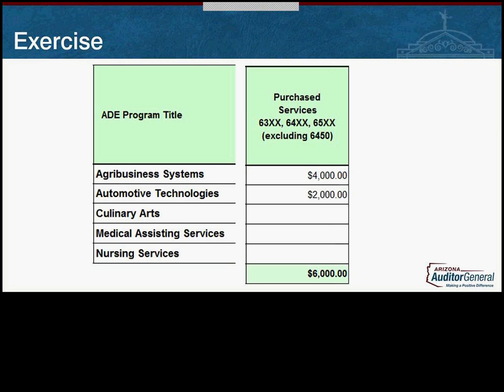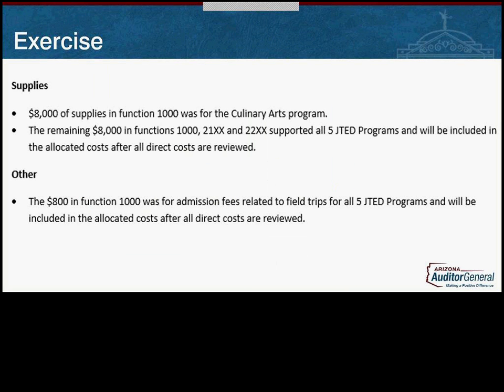All right, so moving on from purchase services, Amanda? We're going to go next to the supplies and other columns, our last pieces on our cost reporting form. So for supplies, we're giving you information that the $8,000 of supplies reported in Function 1000 was for the Culinary Arts program. And then all the remaining $8,000 in the other functions that are not excluded support all 5 JTED programs. And so those will be included in the allocated costs that Chris will talk about in just a minute. And so we're going to need to move that $8,000 worth of supplies into the Culinary Arts program. And we'll look at that in just a second.